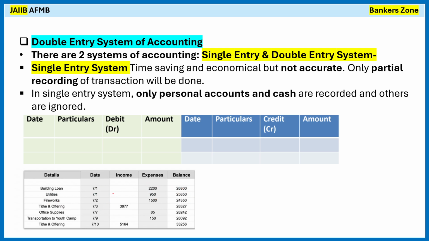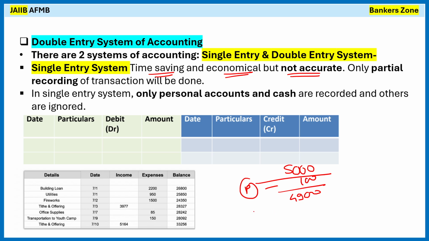Okay, so that's why there are a lot of drawbacks. It is easy, that's why it is time saving and economical because it is less complex, but it is not accurate. That's why we are following the double entry system. So what is the single entry system? For example, I have 5,000 rupees as opening balance, but I purchased a pen for 100 rupees, so I am left with 4,900.